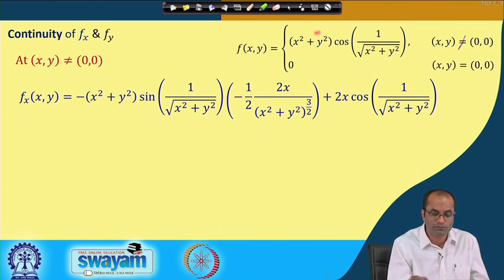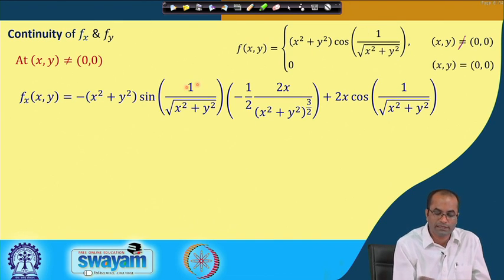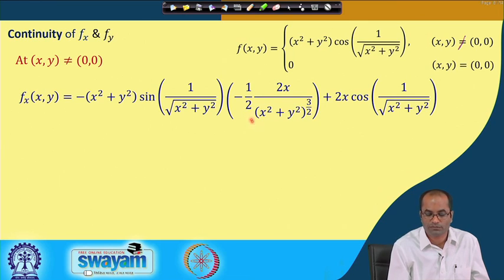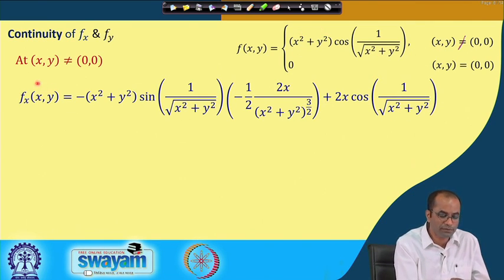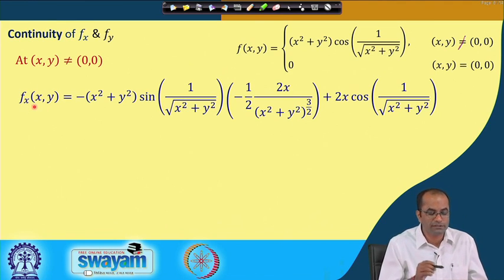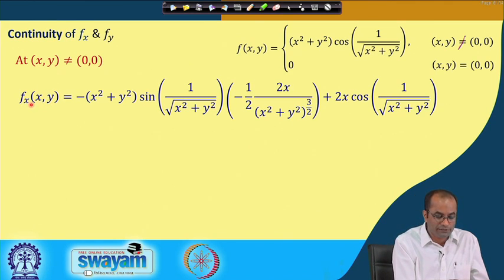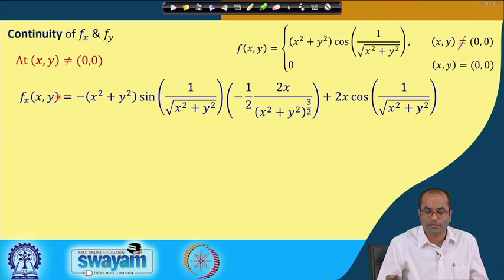So, this is a product rule. For the x square y square term, the cos will be with a minus sign and 1 over the square root of x square plus y square, and the derivative of this term will be minus 1 by 2, and 2x over (x square plus y square) to the power 3 by 2. Then the cos remains unchanged, and the derivative of the other term will be 2x. So, this is the partial derivative of the function with respect to x at the point (x,y) which is not equal to (0,0).